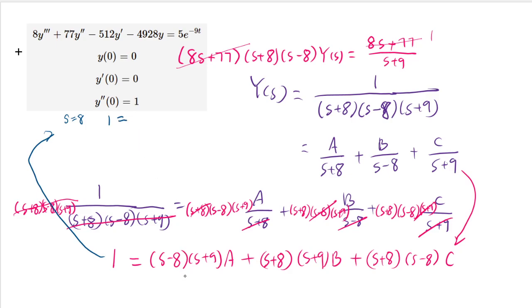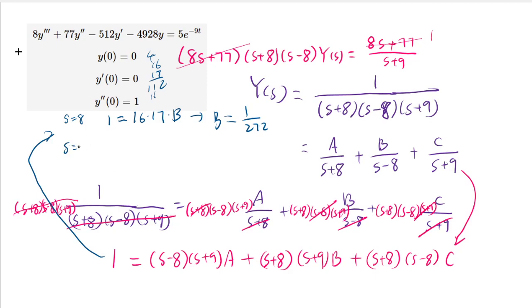And the reason for choosing s equal to 8 is because if I plug in 8 here, 8 minus 8 is 0, right? So this is gone. This is not gone. 8 plus 8 is 16 times 17. So you get 16 times 17 times b. And if I plug in 8 on the left, 8 minus 8 is 0, so that's the only thing you get. And let's see, what's 16 times 17? It's 272. So b would be 1 over 272.